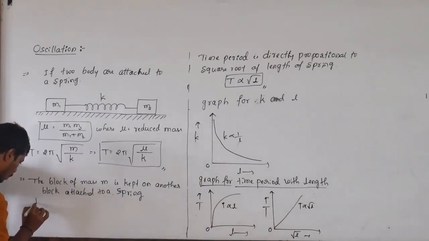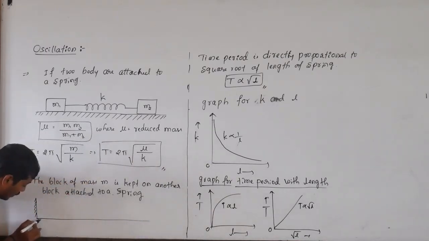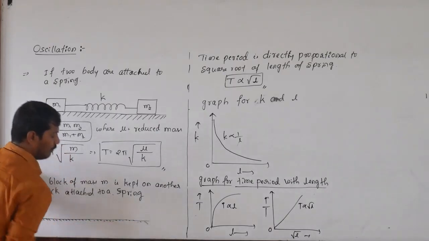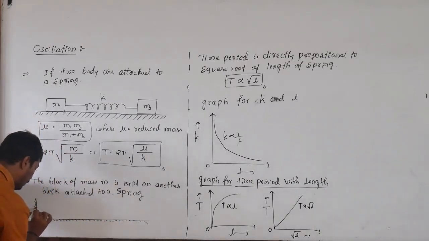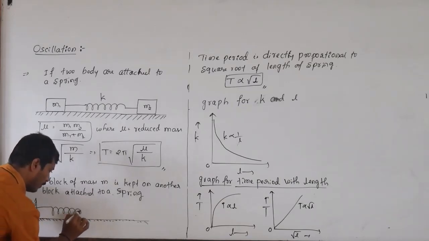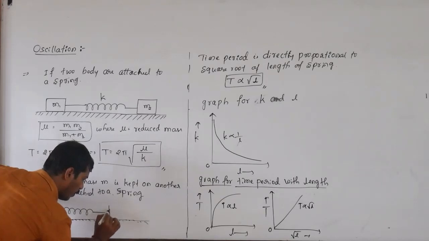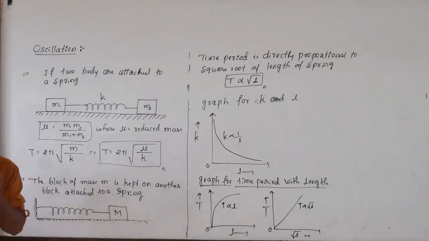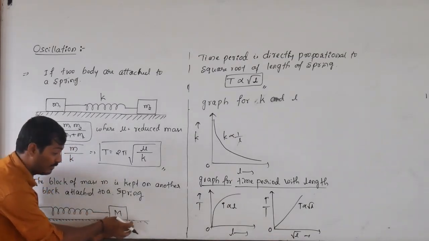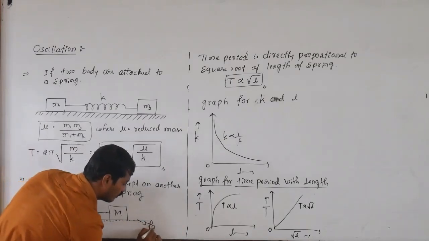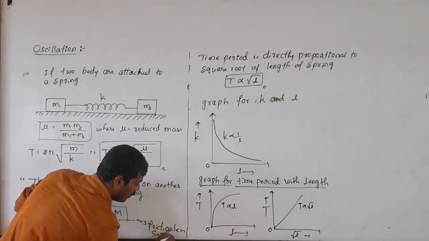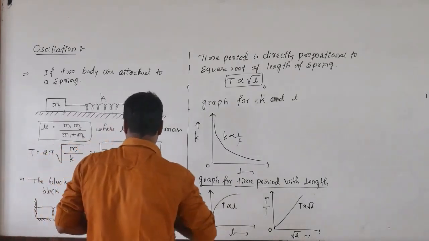It means one rigid support, and this should be a frictionless surface. One spring is there. That spring is attached to one block, call its mass capital M. There is no friction between this block and the surface because this surface is a frictionless surface.